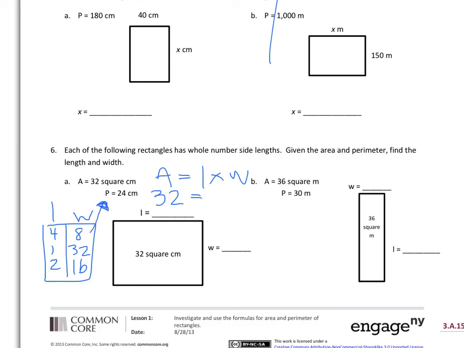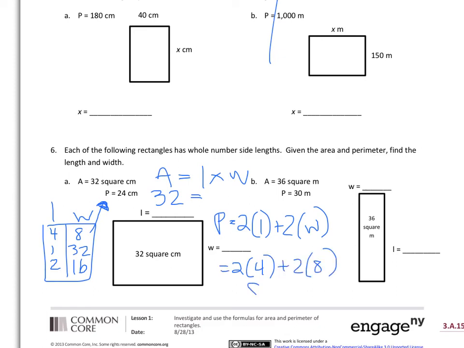To solve for perimeter, remember, we're doing 2 lengths plus 2 of the width. So here for perimeter, I would say 2 times 4 plus 2 times 8, and add those up. This is going to be 8. This is going to be 16. That gives me a perimeter of 24. So this actually works for this one. If I didn't get it on my first try, I would try the next couple.